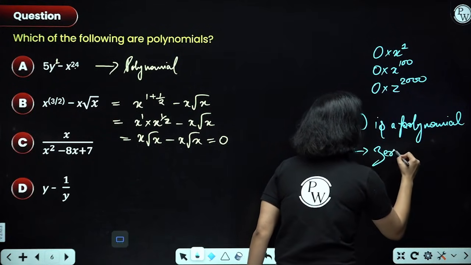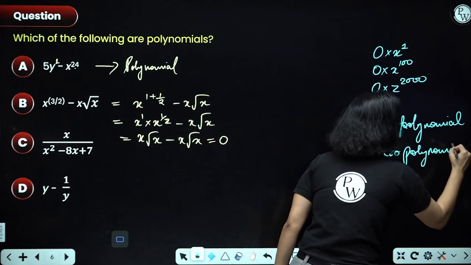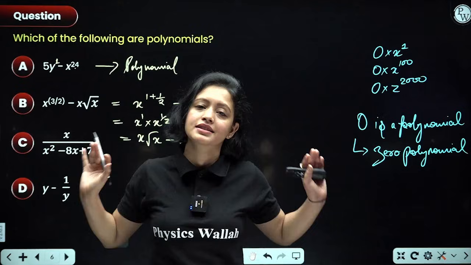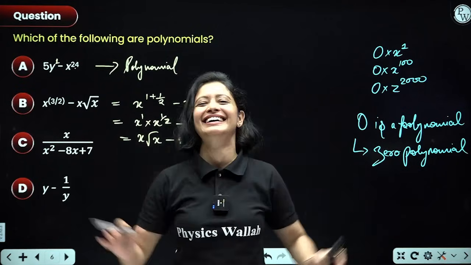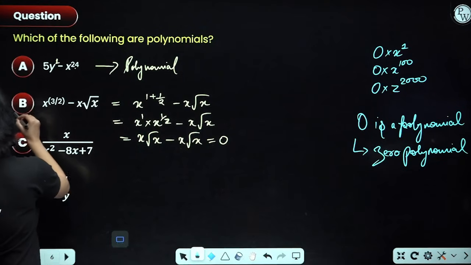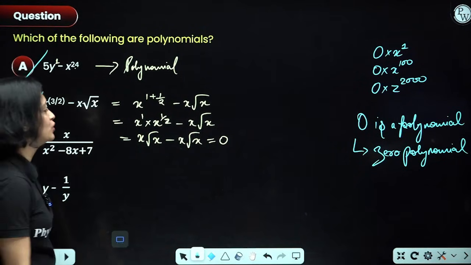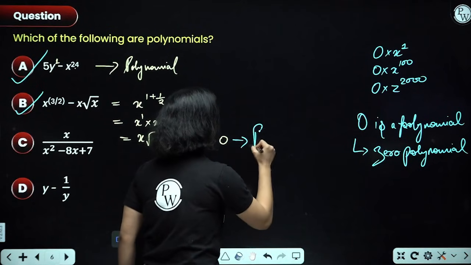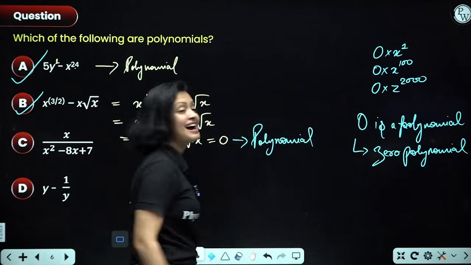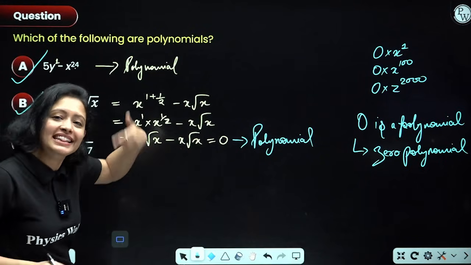The special name is zero polynomial. Under zero polynomial, you only have 0. So 0 is like, in this category, only I rule, right? So 0 is also a polynomial. Hence, option number B here is a polynomial. Okay, so I'll write it here. It's a polynomial. So, don't get confused. Always simplify first and then answer.